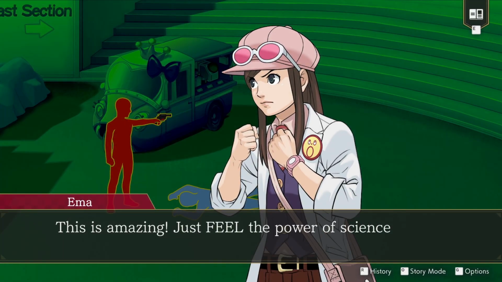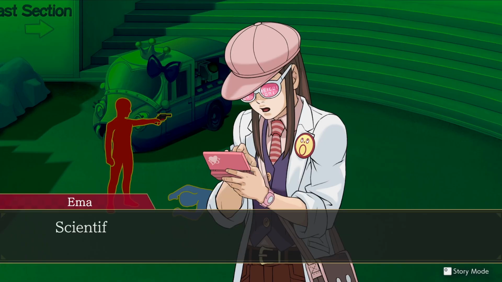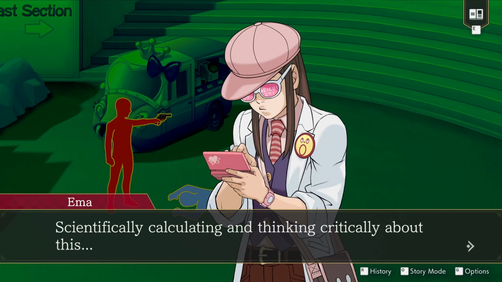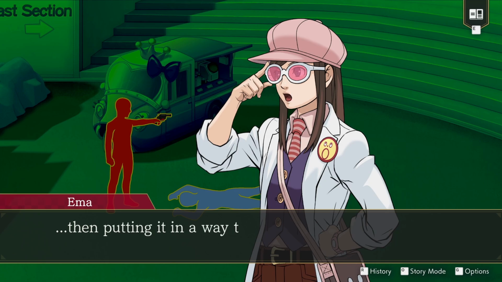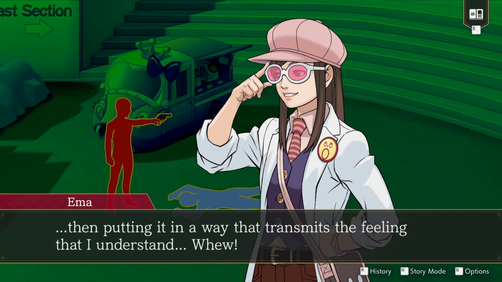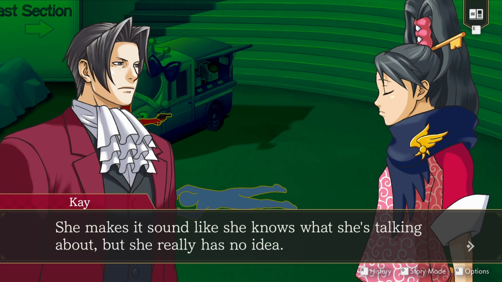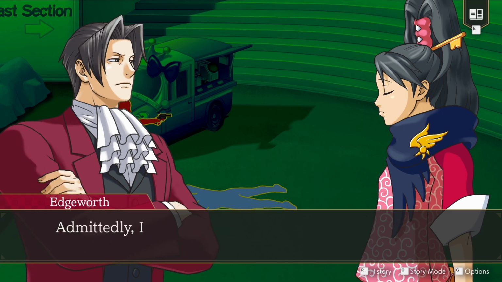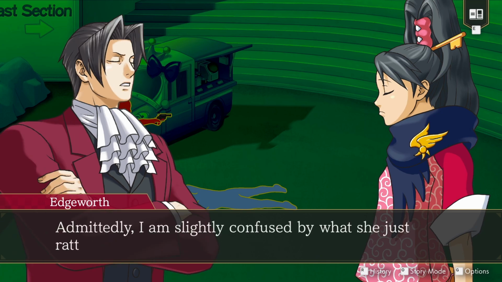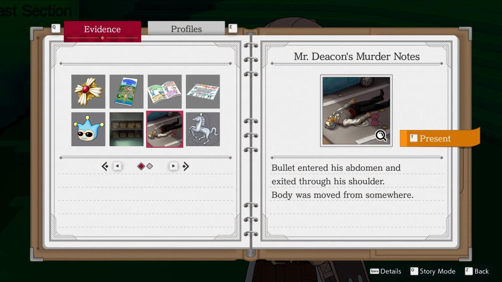This is amazing! Just feel the power of science! Here, do you know anything about this? Scientifically calculating and thinking critically about this, that's a no. Then putting it in a way that transmits the feeling that I understand. Done. She makes it sound like she knows what she's talking about, but she really has no idea. Admittedly, I'm slightly confused by what she just rattled off. Okay, so that means nothing.